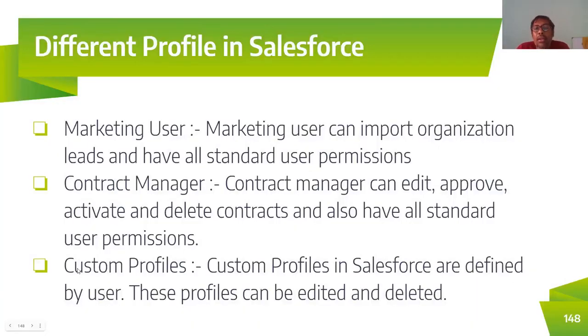Marketing user can import organization leads of all standard user permission. Marketing user will try to import all the leads so that the leads will be given to the salesperson, so that accordingly, based on the lead, they'll try to convert into an opportunity. And then contract manager will try to edit the contract, approve the contract, activate the contract, delete the contract. All these things can be done with the help of a standard user permission.